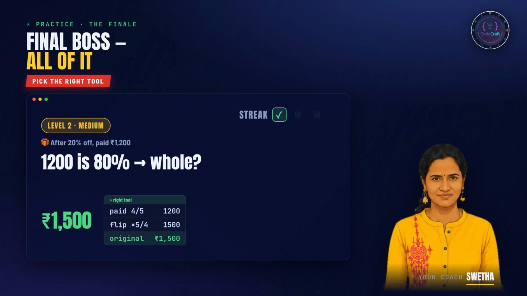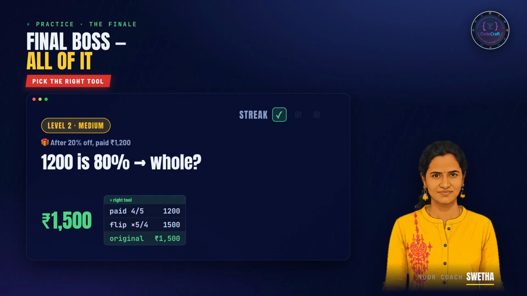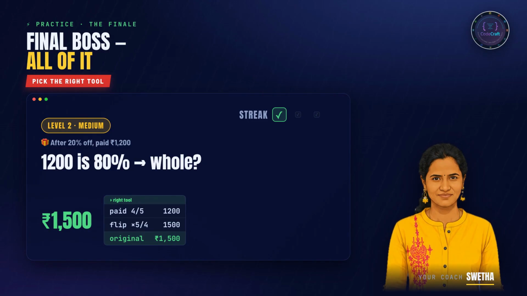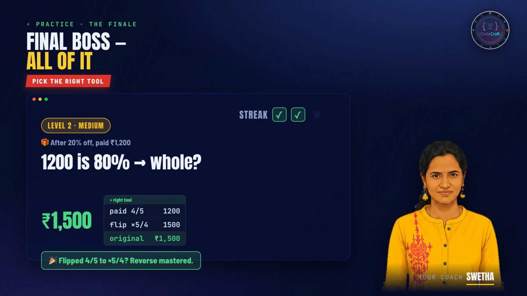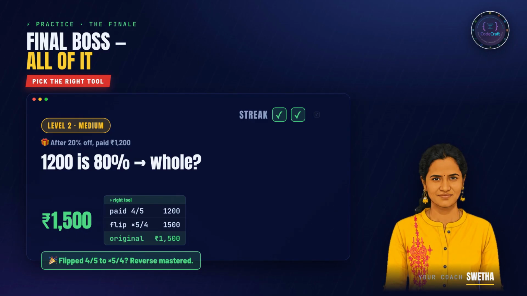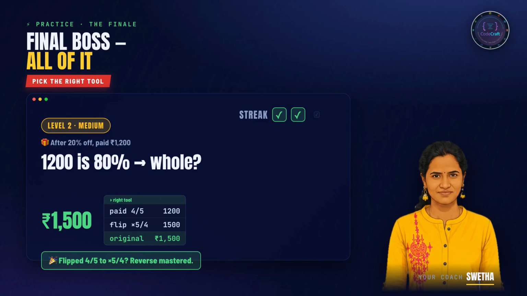You paid 80%, which is 4/5. Flip to 5/4 and multiply. 1,200 times 5/4. 1,200 over 4 is 300, times 5 is 1,500. The original was 1,500 rupees. If you flipped the fraction, you've mastered the reverse.